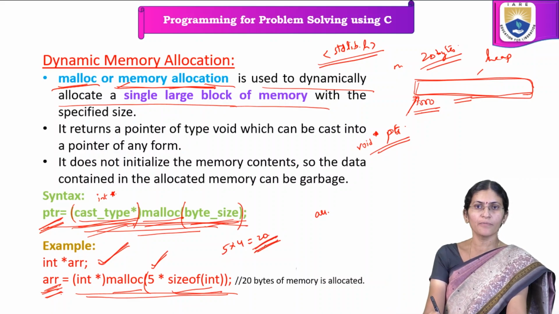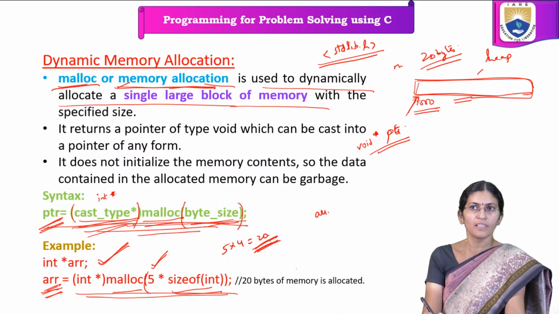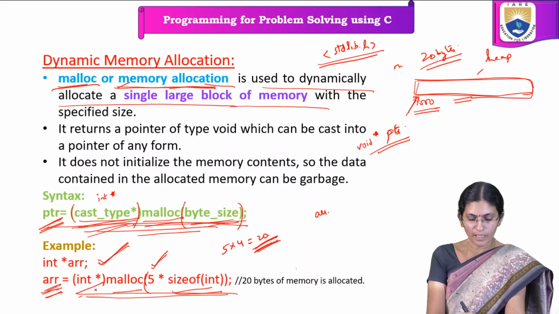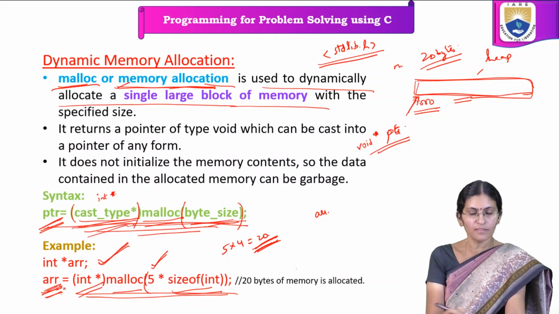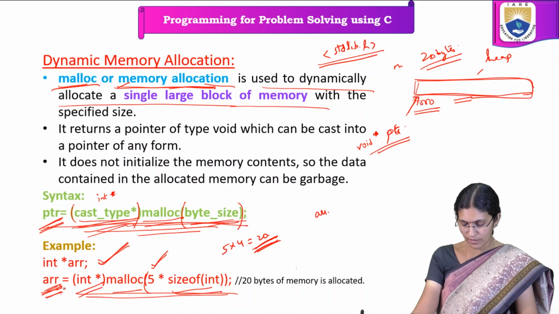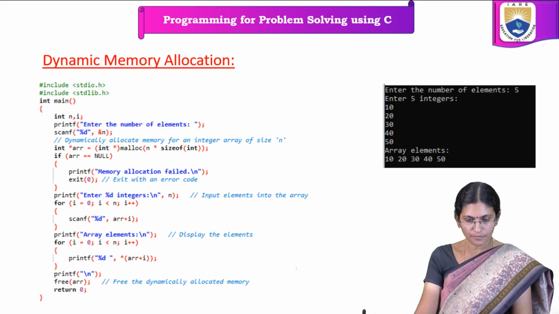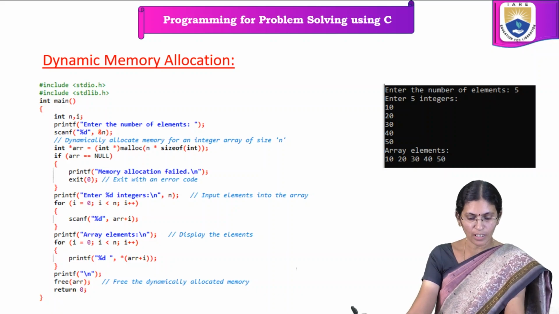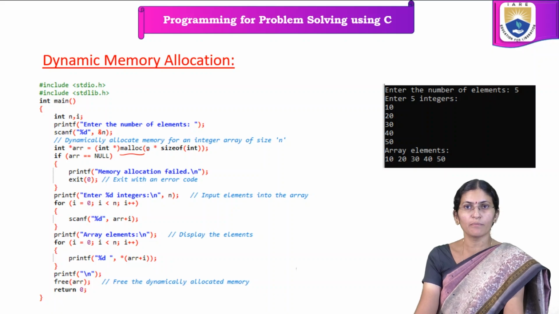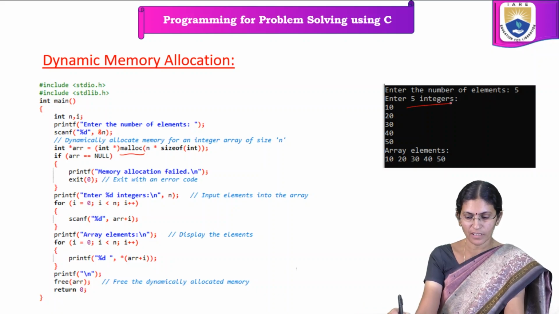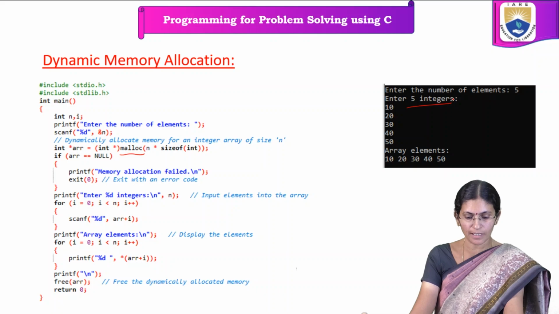Suppose we need to store integer values in this memory, then we have to typecast it to an integer pointer, and that address will be stored in the pointer variable ARR. So in this way. Let us see one example for the malloc function, how to use it. This is a program where we have used the malloc function in order to allocate memory for some number of integers. For 5 integers we have allocated memory during runtime.